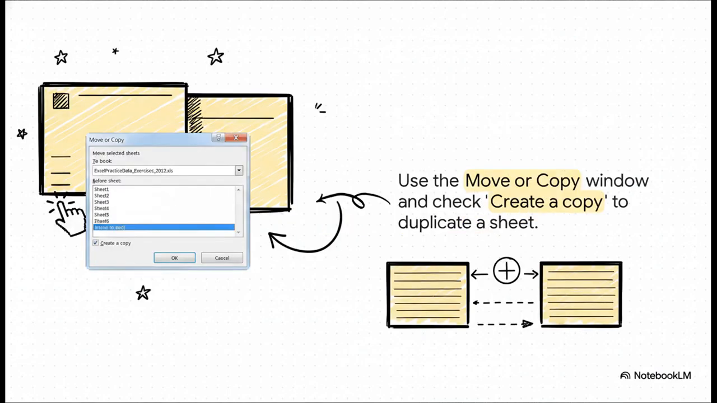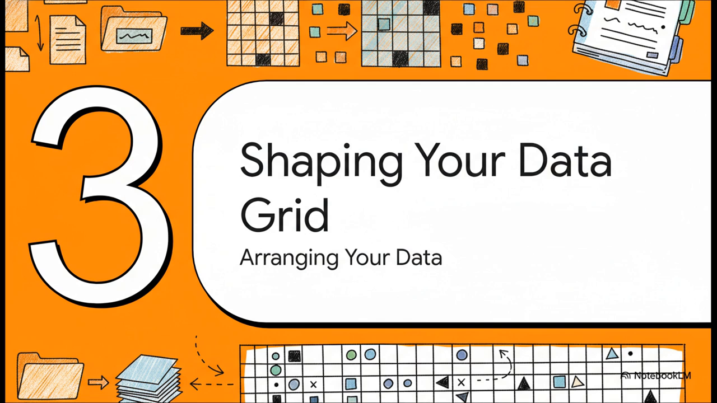So what if you set up a worksheet perfectly with all the right formatting and you need another one just like it? Well, you can create an exact duplicate. Just right-click the tab, select Move or Copy, and now this is the most important part. Make sure you check that Create a Copy box at the bottom. All right, our binder is nice and organized.